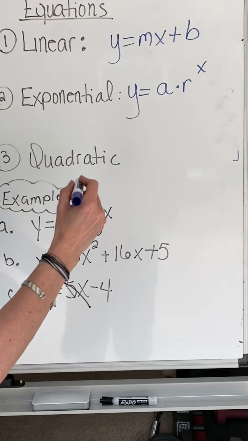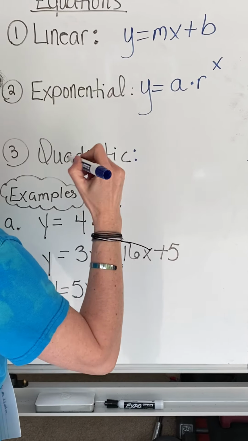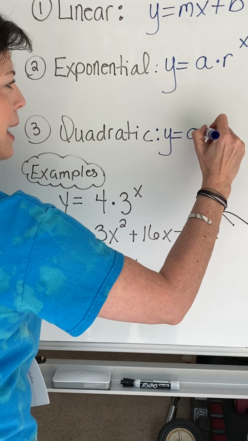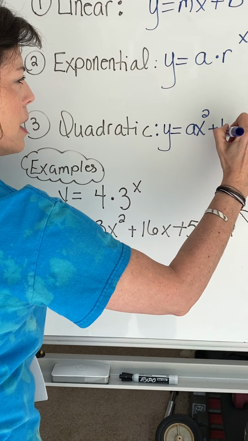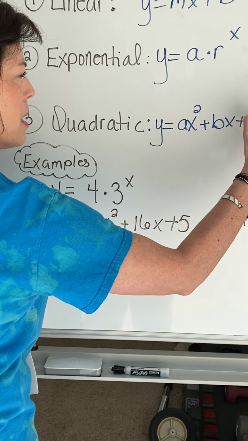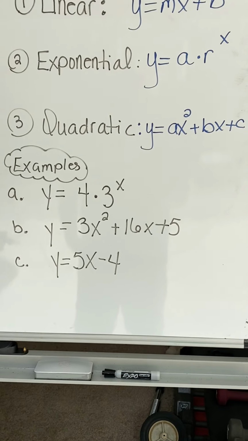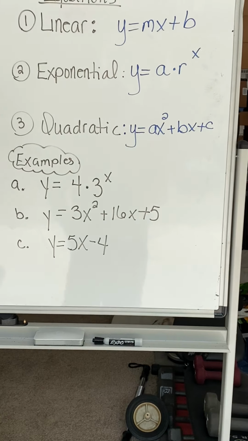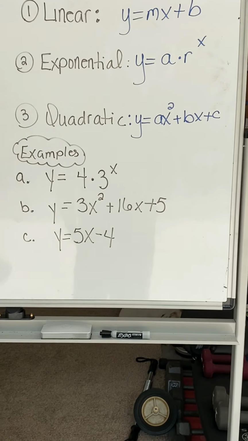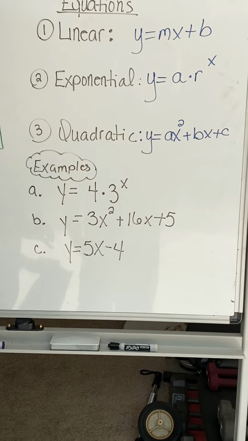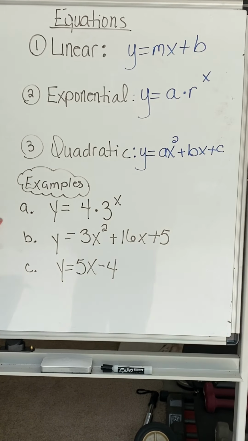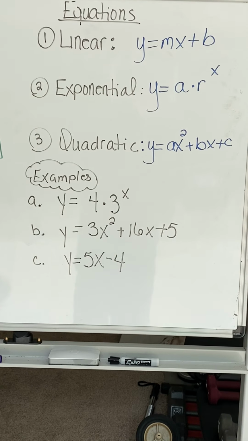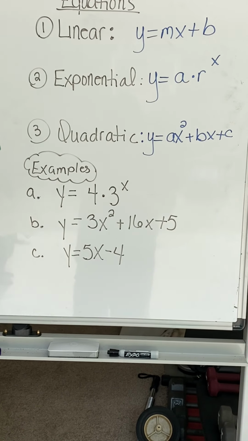The quadratic, you've heard me say this a couple of times in the past week or so. The basic form of a quadratic is y equals ax squared plus bx plus c. So it has to be in that form where your highest exponent is an exponent of 2. Sometimes you have 3 terms, sometimes you only have 2 terms, but this is like the basic formula for that. So what I have here are 3 examples of equations, and we're going to decide which type of function each one of these equations would be.